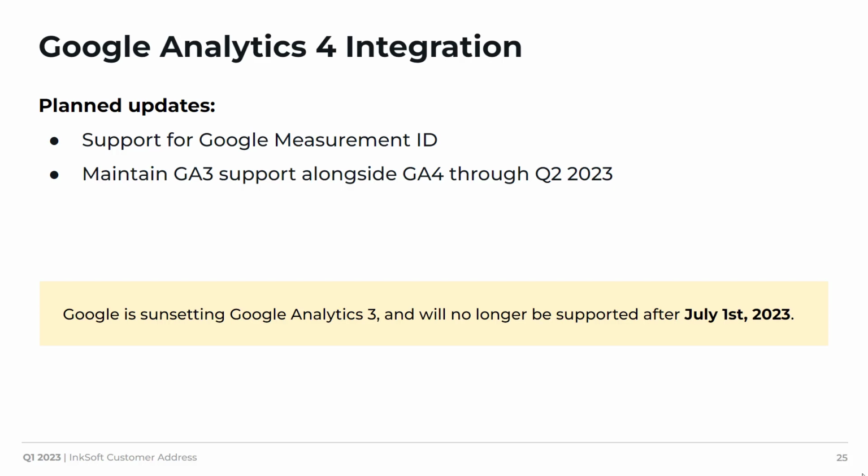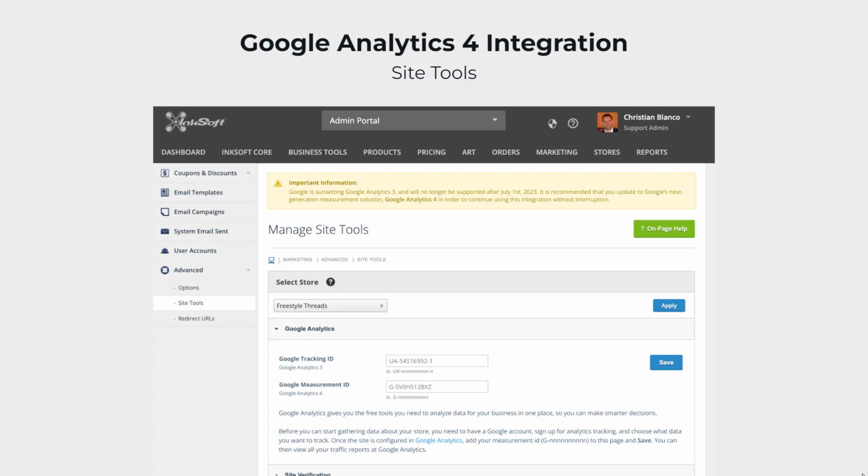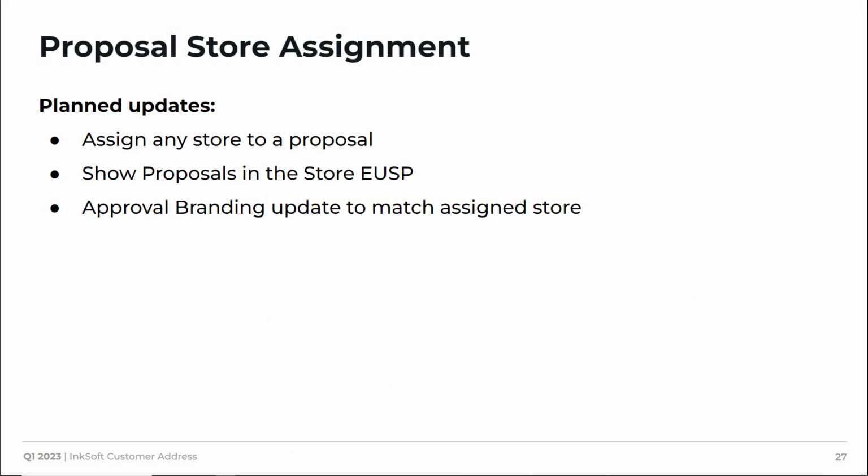We're adding integration for Google Analytics 4. This includes support for Google Measurement ID. We're going to maintain the support for Google Analytics 3 alongside Google Analytics 4 through Q2 of 2023. As you know, Google is sunsetting Google Analytics 3, and this platform will no longer be supported after July 1st, 2023.